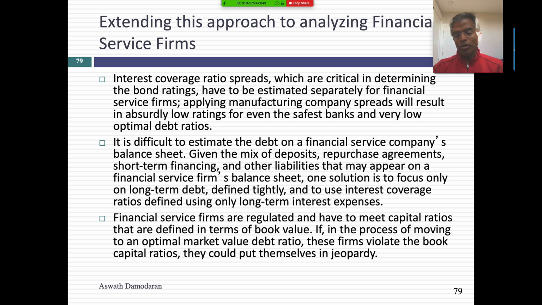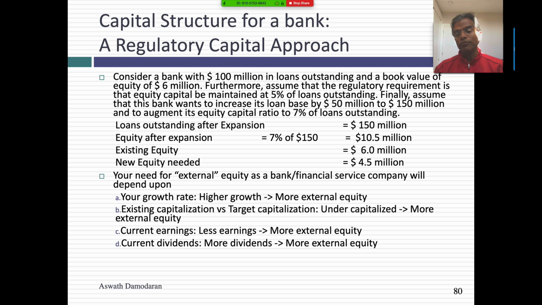So rather than talk in abstractions, let me use a very simple bank. This is a traditional old-fashioned bank. It takes deposits, it makes loans. It has $100 million in loans outstanding. It has book equity of about $6 million. So right now its regulatory capital ratio is about 6%. Let's assume that the minimum is only 5%.